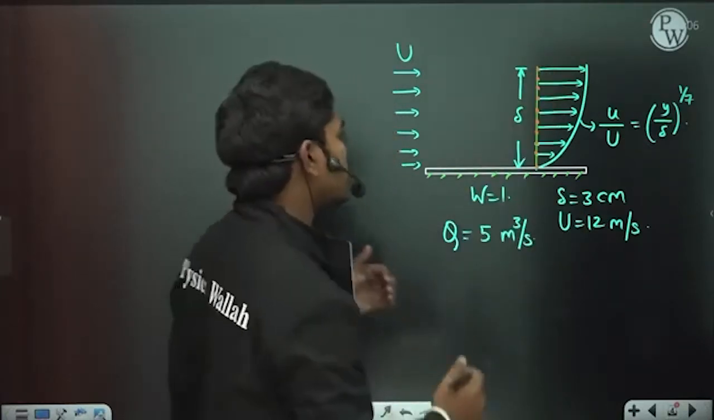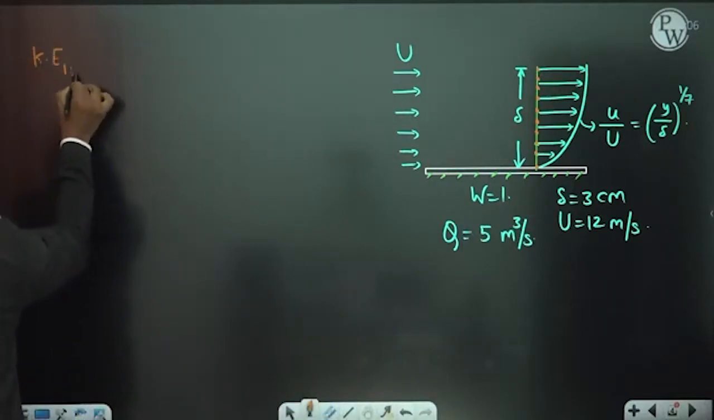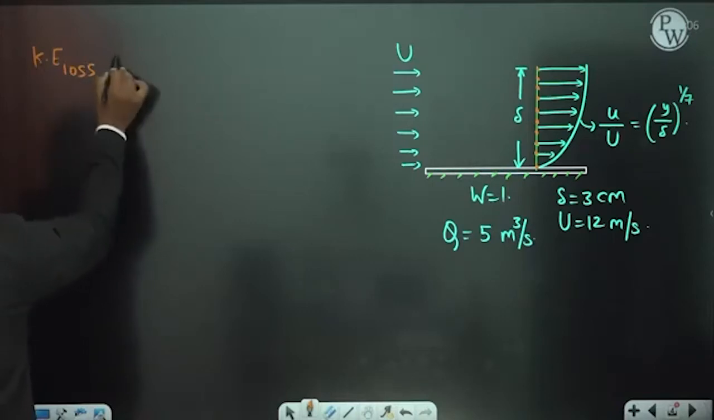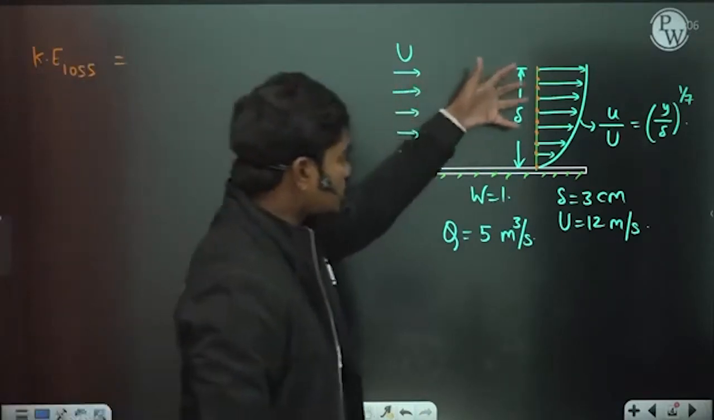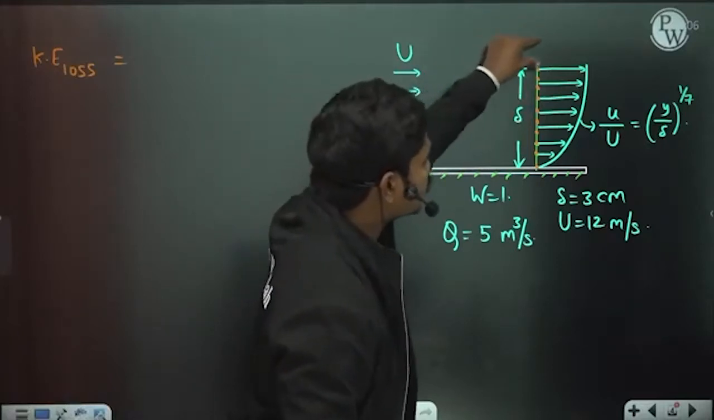So let us calculate what is the delta star basically. The kinetic energy loss, whatever is the loss that is happening here, is nothing but the kinetic energy of the fluid passing through this delta star.